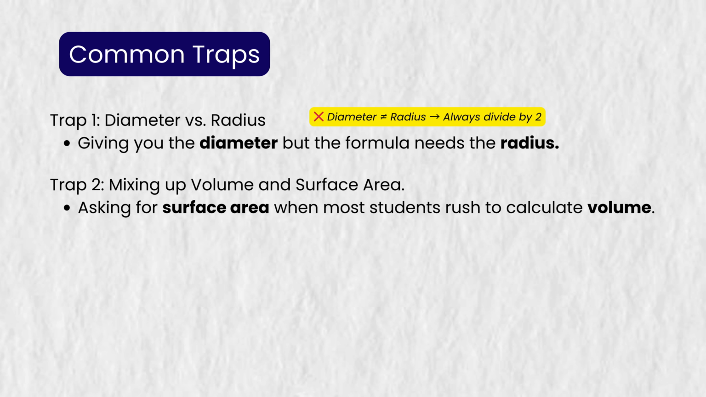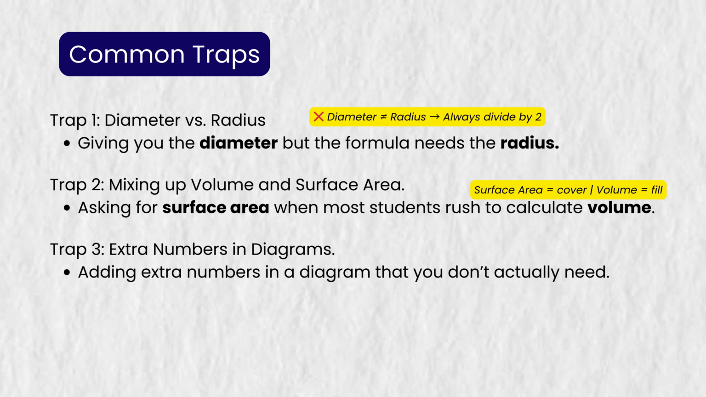Trap 2. Mixing up volume and surface area. This is a favorite. The problem says surface area, but many students rush to calculate volume instead. Volume is space inside. Surface area is the wrapping outside.